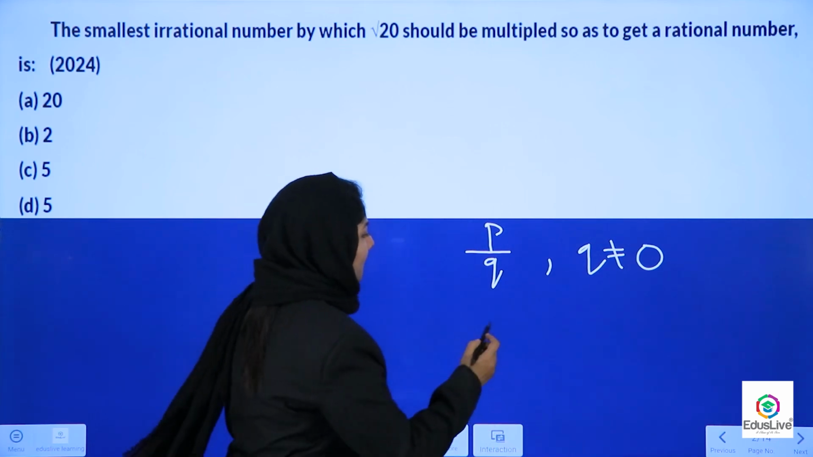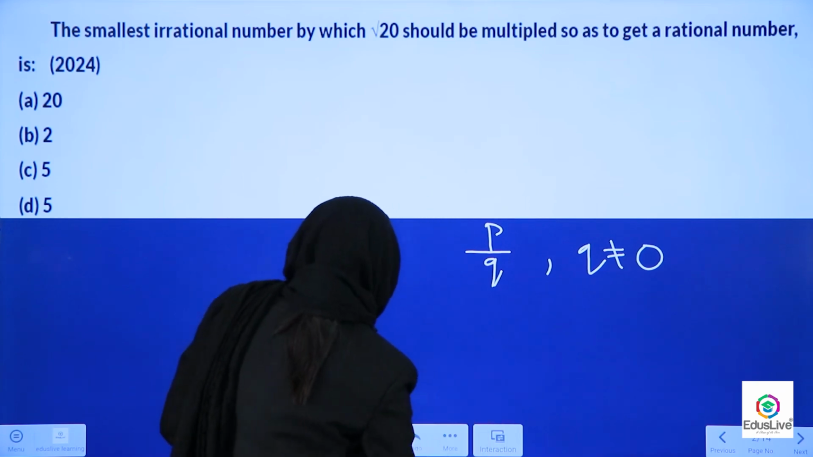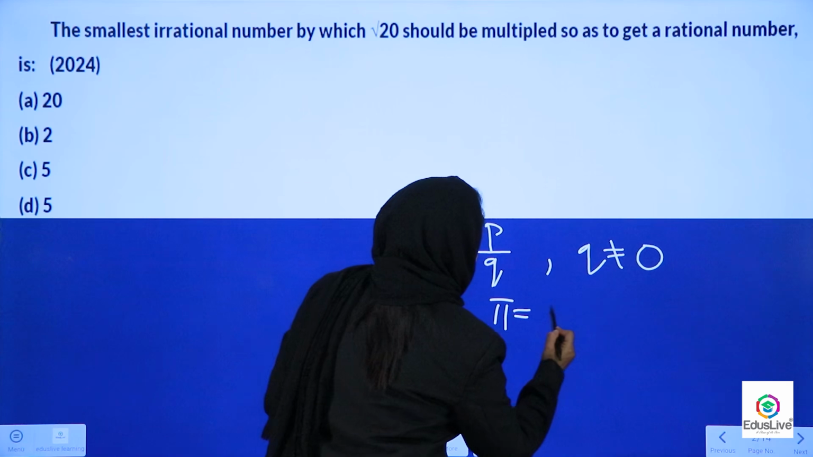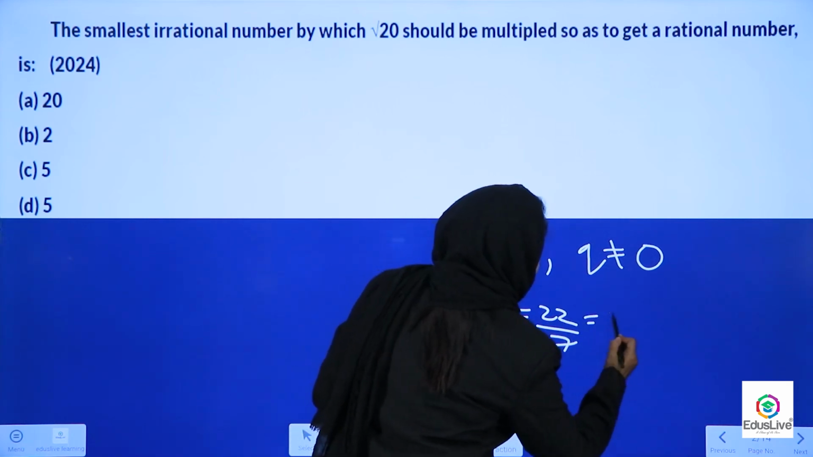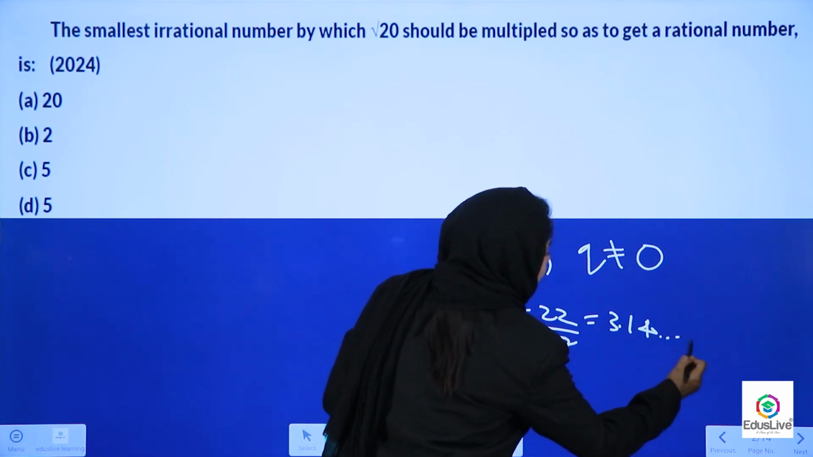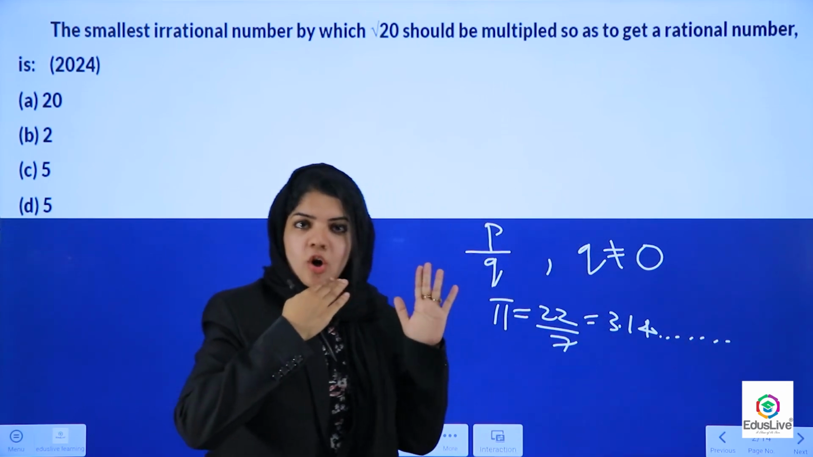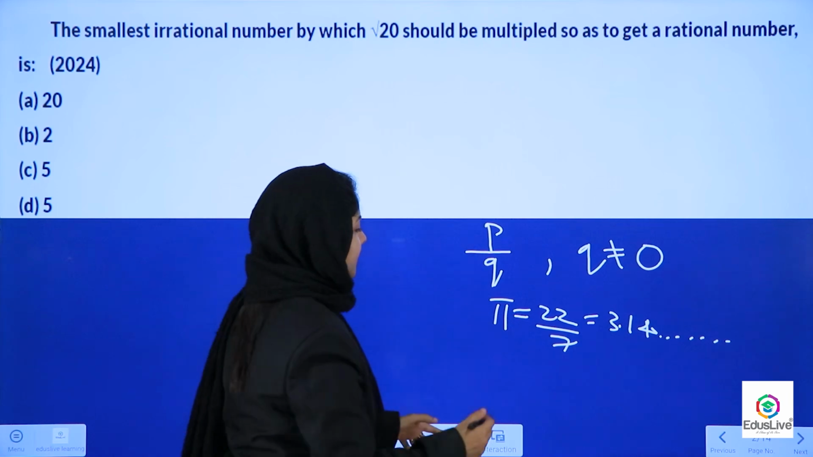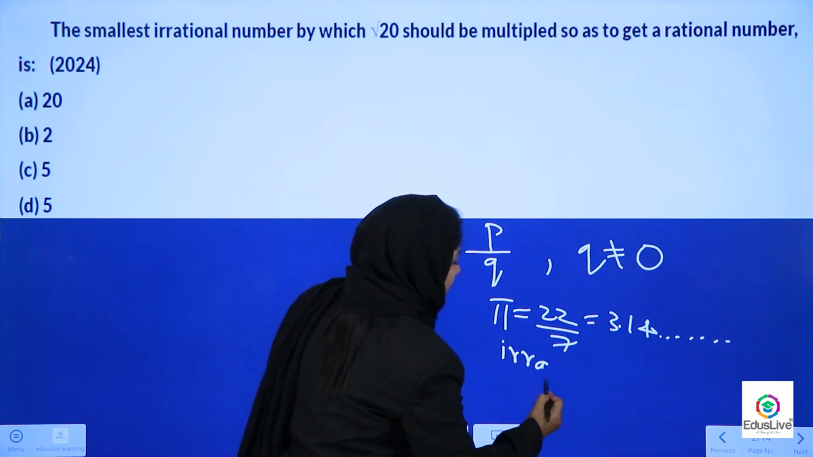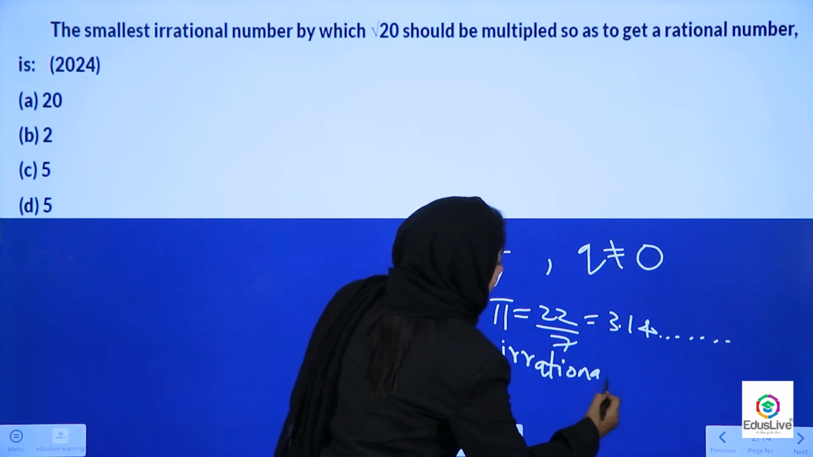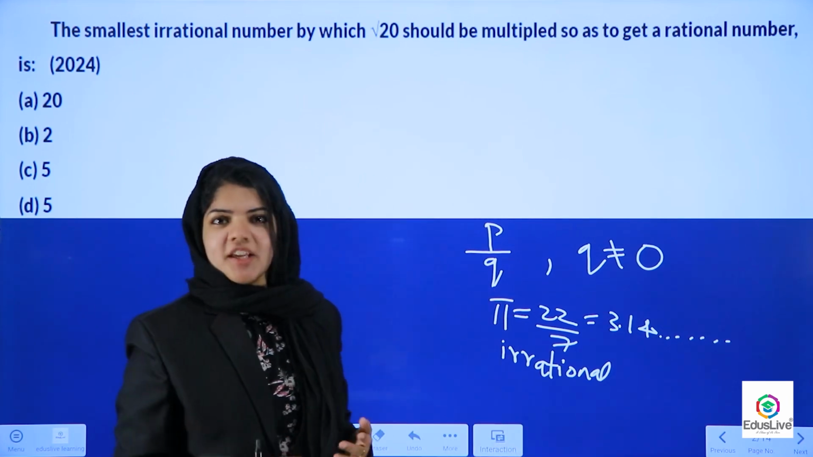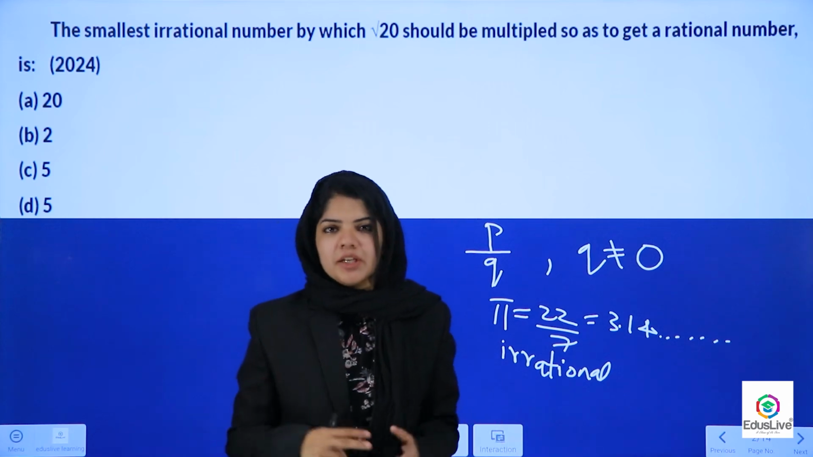For example, pi. We know pi is 3.14 or 22 by 7. Actually it is not exactly 3.14; there are also other digits. It's not ending, it's not terminating. So we can consider pi as an irrational number. And we have plenty of other examples for irrational numbers: root 5, root 3, root 2, all these are irrational numbers.